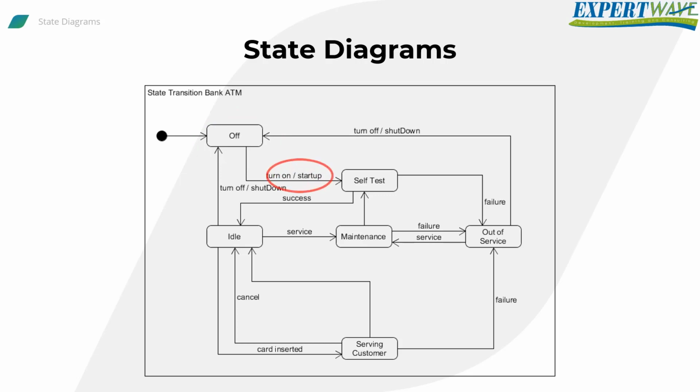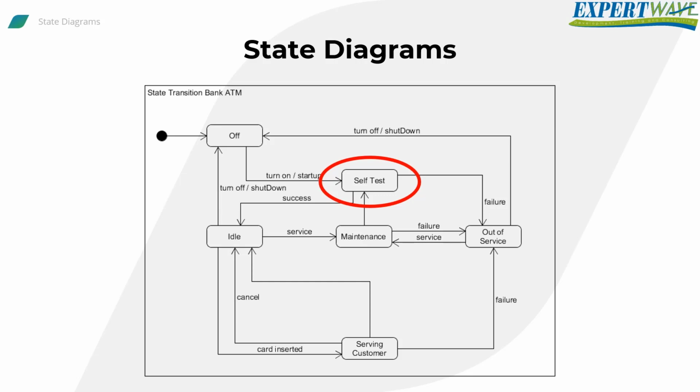As you notice, next to the turn on event or transition, there's a backslash, then startup. That means that the result of turning on the ATM is that the ATM will start up and will enter the self-test state. What will happen inside the self-test state might be a different activity diagram. But all we know now is that we are in a self-test state.